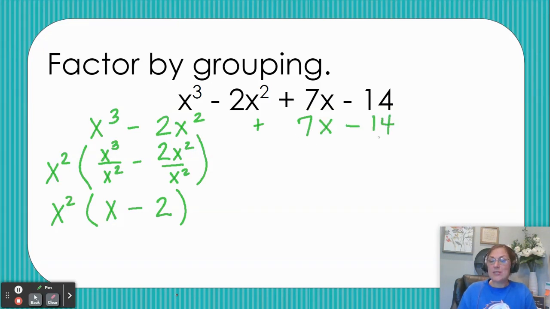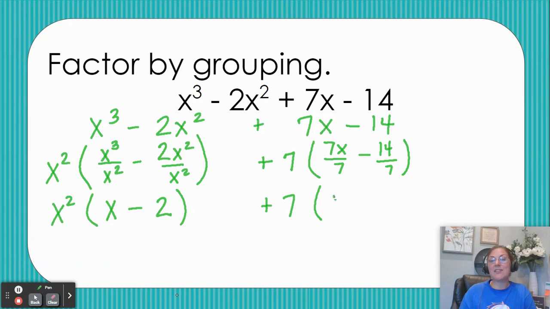So what do 7x and 14 have in common? Well, they're both divisible by 7. So I'm going to factor out a 7. And again, I'm going to take each of those terms and divide by that 7, making sure that I reduce. 7x divided by 7 gives me x. 14 divided by 7 gives me 2.